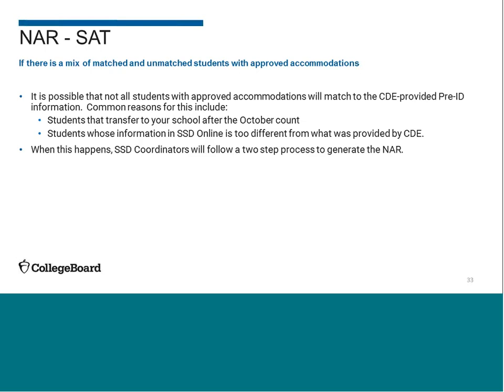However, the last scenario is you could have a mix of matched and unmatched students. And this is possible because you may have students that join your school after your October count. So remember, the students that have been pre-ID'd with College Board are students that were included in the October count. So there could be a situation where you have a student who is new to your school since October, they require an accommodation, and therefore we didn't get a registration, a pre-ID for them, so we couldn't match them.